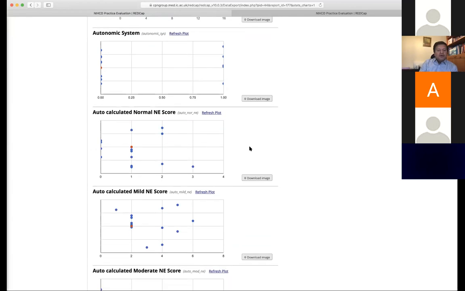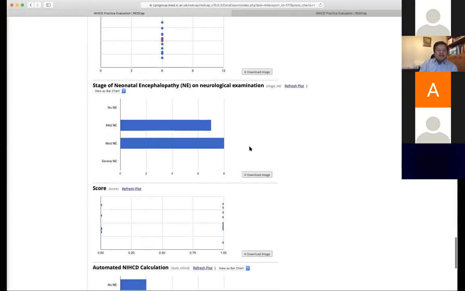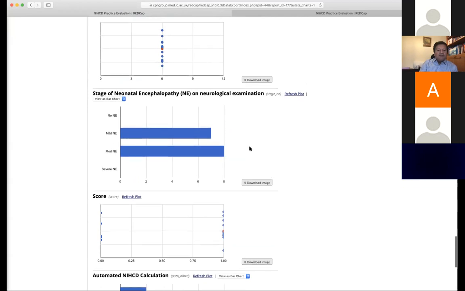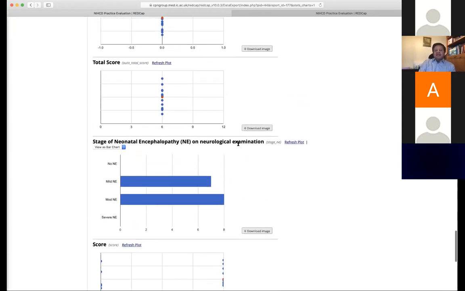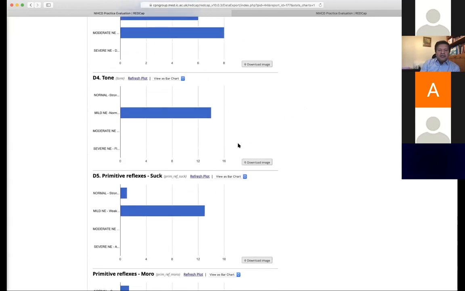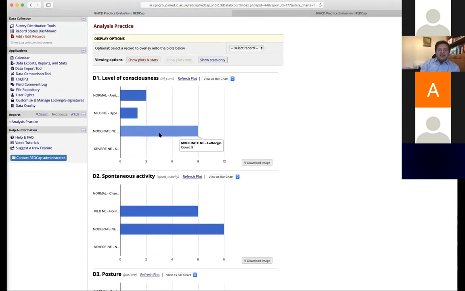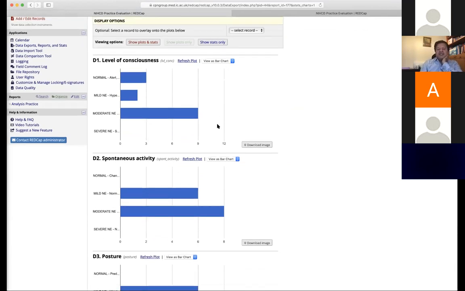So your overall score, let me show you the graph. Yeah, so some of you have scored this baby under moderate. Half of you scored under moderate and half of you under mild. That may be predominantly, I suspect, how you looked at the level of sensorium. So you need to look at the response of the baby to any stimuli to decide that.